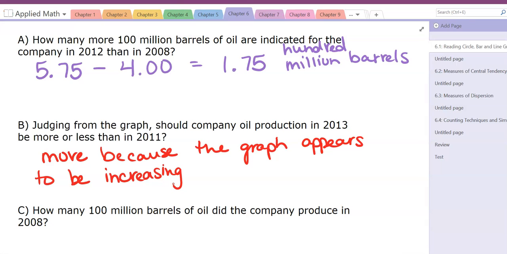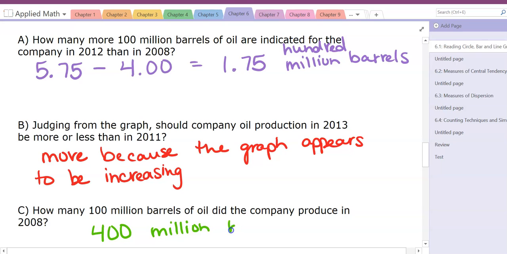Part C, how many 100 million barrels of oil did the company produce in 2008? We talked about this number already in part A. What's the number? 4. So it'd be 400 million barrels. All right, and that's the gist of a bar graph.